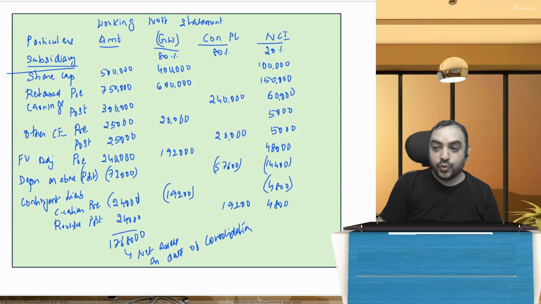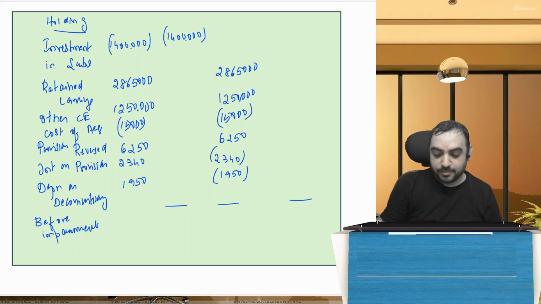So let me calculate the goodwill. 4 lakh plus 6 lakh plus 20,000 plus 1,92,000 minus 19,200 minus 14 lakh. I think you get 2,07,200 within brackets. Now this is what is subject to impairment.